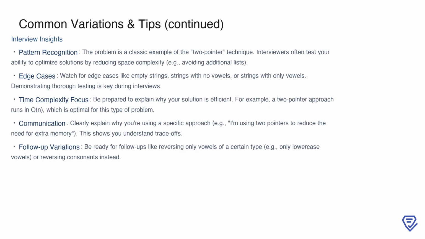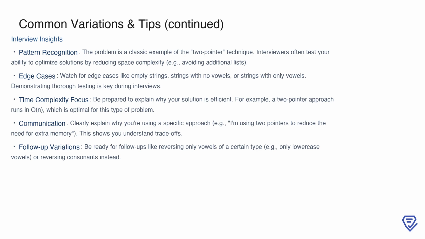Now, let's talk about what this problem looks like in an interview setting. First, this is a great example of the two-pointer technique, which is a common pattern interviewers want you to recognize. They might ask you to reduce space complexity, such as avoiding additional lists, to show you can write optimized code. Edge cases are another focus area. You'll need to handle scenarios like empty strings, strings with no vowels at all, or strings that contain only vowels. Demonstrating thorough testing for these will impress interviewers.